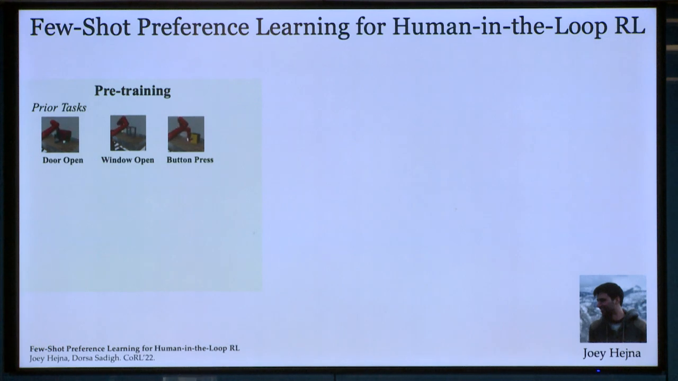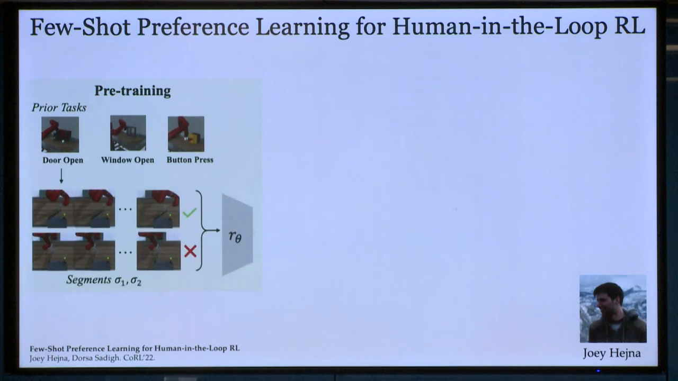And what Joey was doing was, let's do some level of pre-training, right? Let's say that this is in simulation using the Meta-World environment. So let's say that we have a number of prior tasks, like opening a door, opening windows, pressing buttons, and so on. And then on these prior tasks, I could collect some amount of data. They could be preference data, they could be demonstrations, but I can train a reward function for these prior tasks. And that gives me a good initialization that I could get started with.